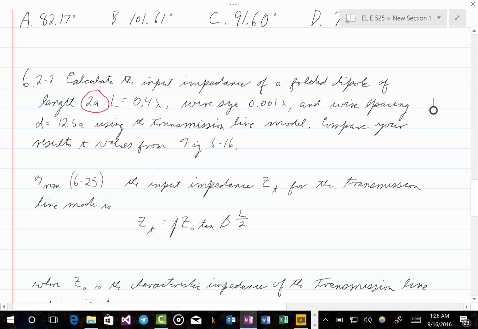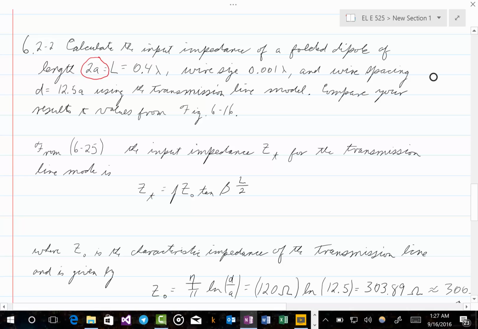It says calculate the input impedance of a folded dipole of length, and the first part of the equation says 2a equals L equals 0.4 lambda. That 2a equals should not be there, so just erase that. This equation should simply be L equals 0.4 lambda.